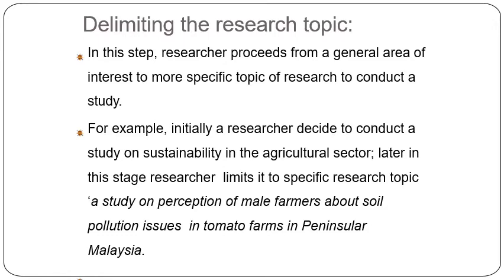And we were talking about sustainability issues in the agricultural sector. This topic will only focus on soil pollution. So we can exclude or eliminate all other kinds of sustainability issues. The researcher has chosen to use tomato farms, the specific agricultural product, and he has decided to limit his geography to just Peninsular Malaysia and not whole of Malaysia. So as you can see, this specific research topic has been delimited. It has been narrowed down to be specific. This is very helpful.